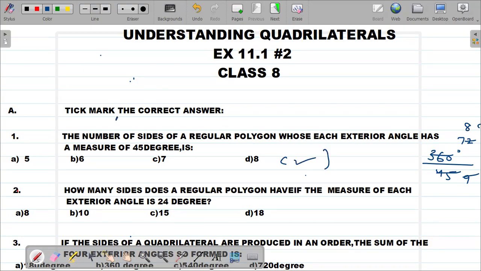Tick mark the correct answer. The number of sides of a regular polygon whose each exterior angle has a measure of 45 degrees is 8 sides. Let's move further.